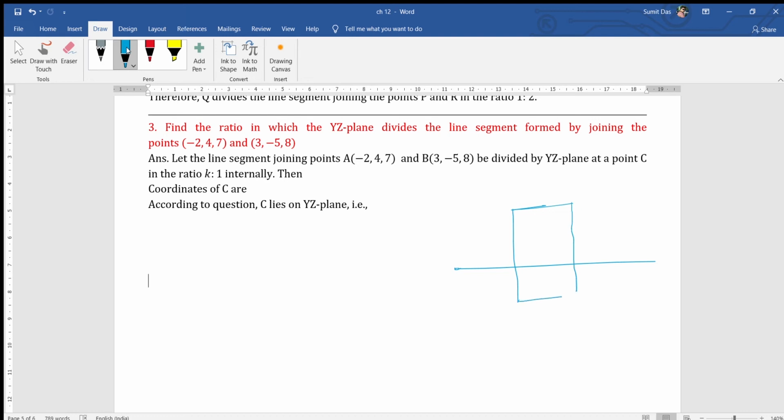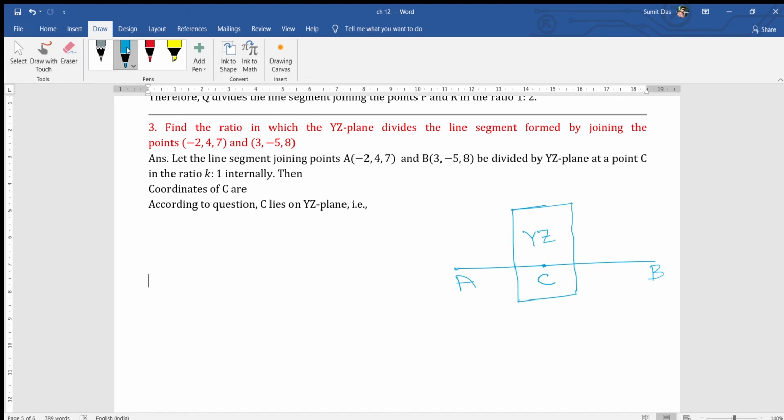This is the YZ plane. We have to find in what ratio the YZ plane divides A and B. Let's see. C is the point which is lying on the YZ plane as well as on the line.